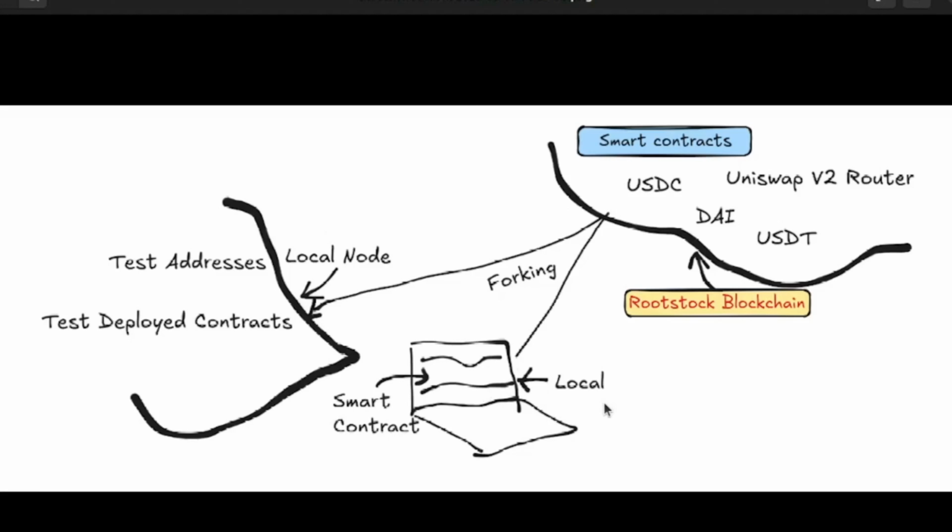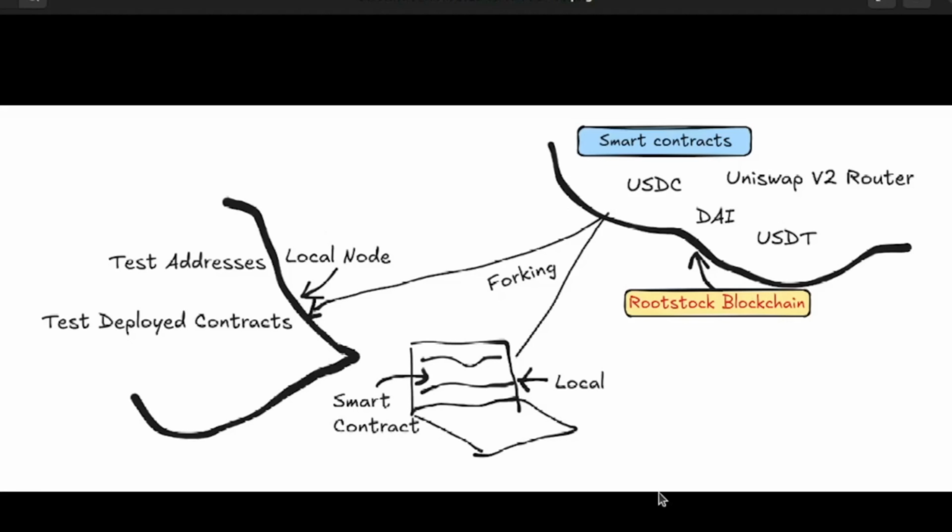What is happening here is the process of forking is taking a snapshot of the blockchain at a particular time and at a particular state. That snapshot is then what the local node uses. That is simply how forking works.